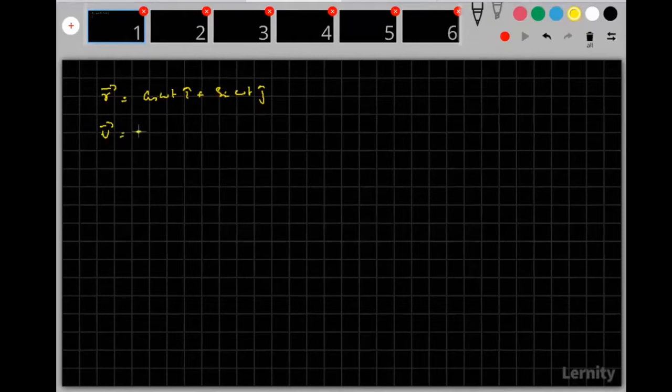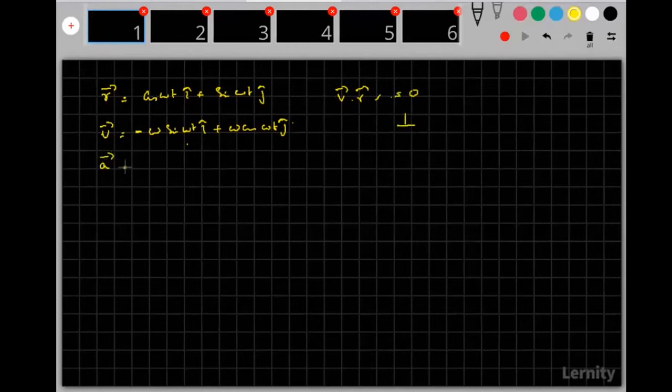So it will become minus omega sine omega t i cap plus omega cos omega t j cap. So the differential, I got the velocity. Now if I do a dot product, v dot r, this will become sine omega t cos omega t. So v dot r is equal to 0. So if v dot r is equal to 0, what can you infer? That v and r are perpendicular.